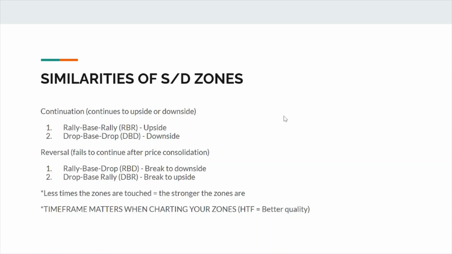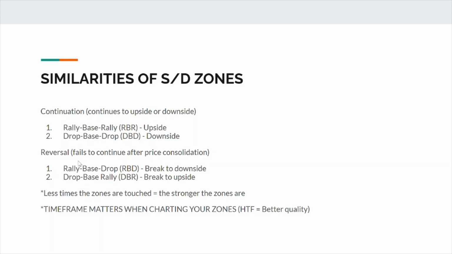So there is some similarities between supply and demand zones. The first thing is there is continuation trades. So the two kinds of continuation trades where you'll have it either going to the upside or the downside is going to be first a rally-base-rally, which is RBR, that is, rallying to the upside. It bases out and then it rallies up even more. Then the opposite, drop-base-drop, moves to the downside. So let's say you have a drop down, it bases or it consolidates and then it drops down again. Then the other kind is going to be a reversal trade.